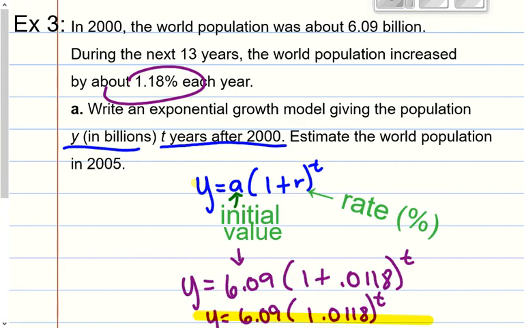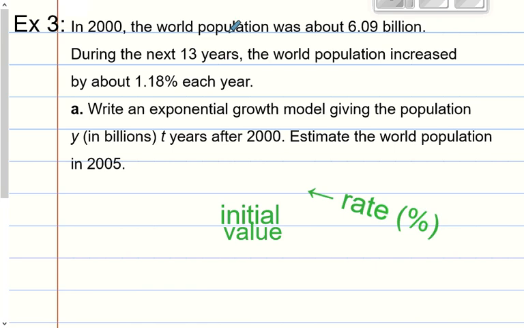All right, this one right here, even though you already saw part of it, that's okay. In 2000, the world population was about 6.09 billion. During the next 13 years, the world population increased by about 1.18% each year. Write an exponential growth model giving the population, Y, in billions, T years after 2000, and then estimate the world population in 2005.